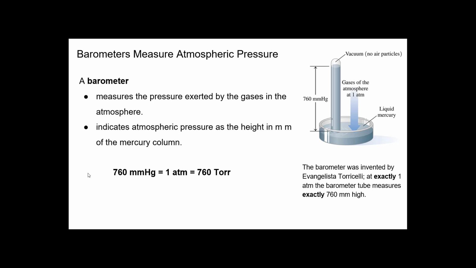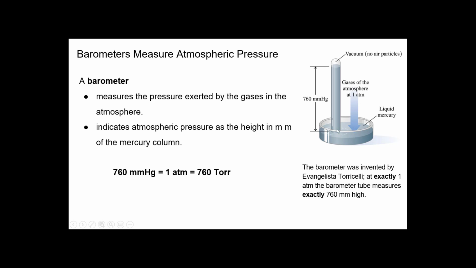And this thing was discovered, I think maybe 1700s or 1400s, a very, very long time ago. So it measures the pressure exerted by the gases in the atmosphere, indicates atmospheric pressure as the height in millimeters of the mercury. This is a typo. There should be no space there. It should be like this. So let me explain how this is.